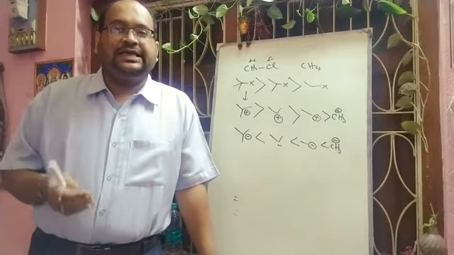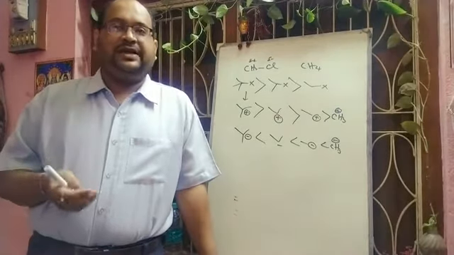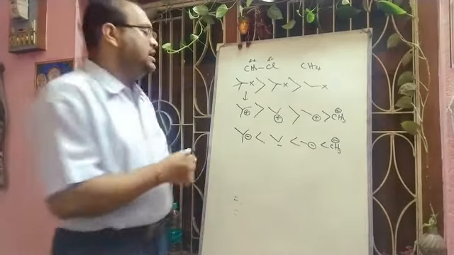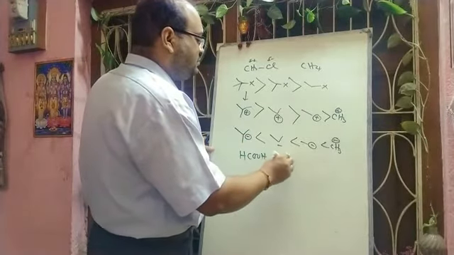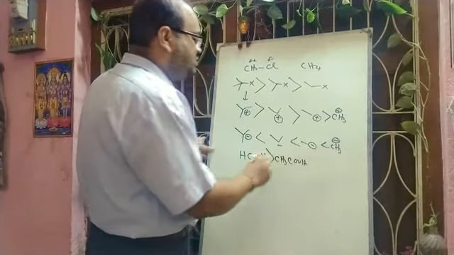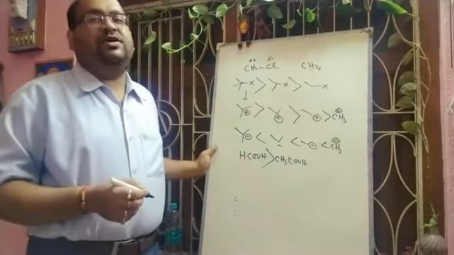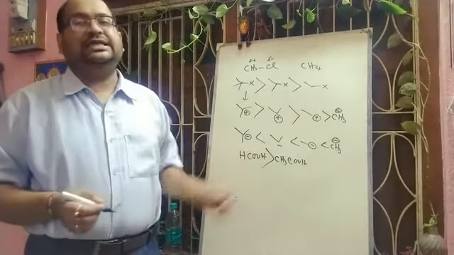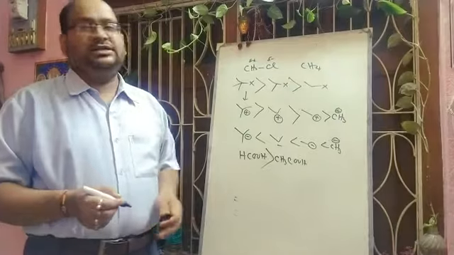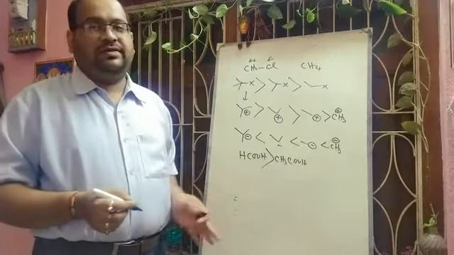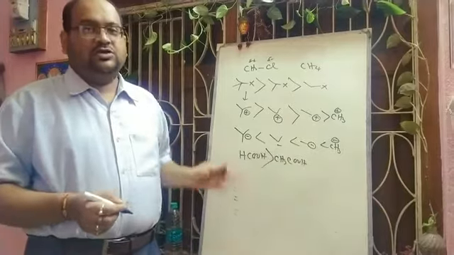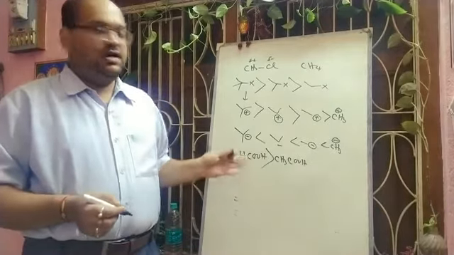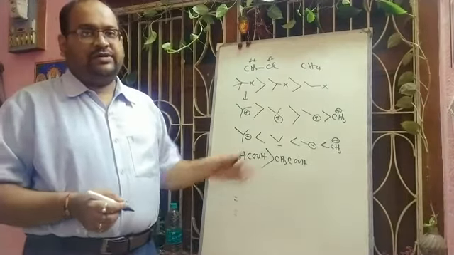The minus I effect increases the acid strength, and the plus I effect decreases the acid strength. If we think about formic acid and acetic acid, definitely formic acid is a stronger acid than acetic acid, because the methyl group of acetic acid increases the electron density on this OH bond, resonance will be hampered, and it will be difficult to break the OH bond. So that is why formic acid is more acidic compared to acetic acid.